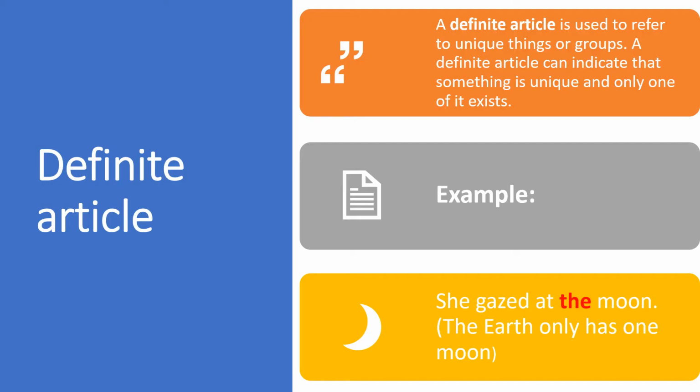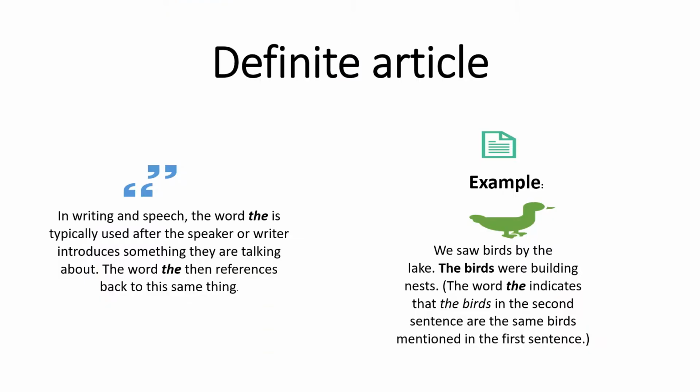Definite article. A definite article is used to refer to unique things or groups. A definite article can indicate that something is unique and only one of it exists. For example, she gazed at the moon. The earth has only one moon.